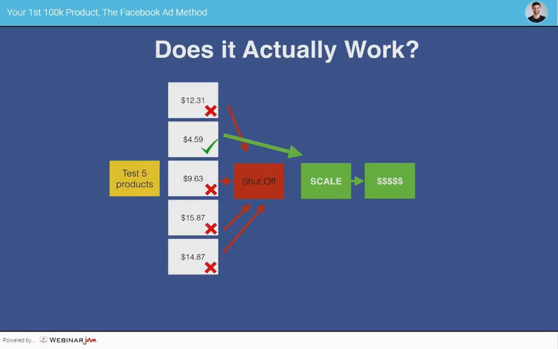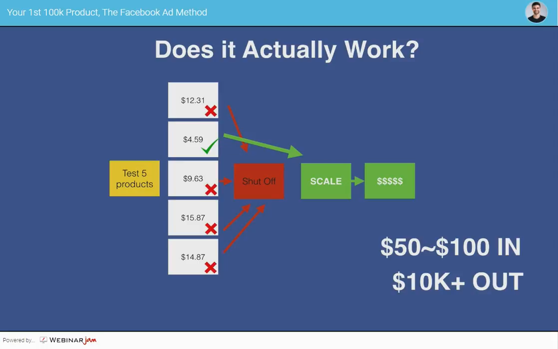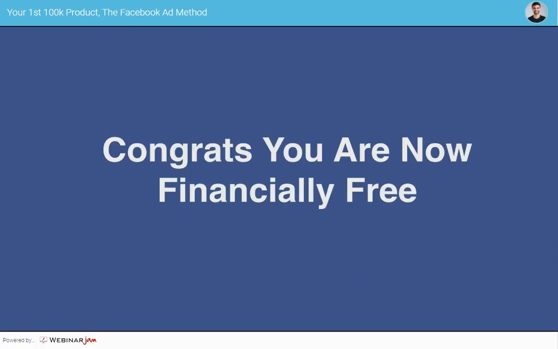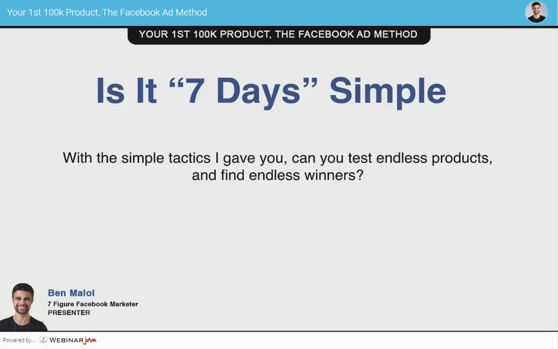So again, we wait till 20 sales, we shut off all the other ones, and then we just scale that as much as possible. We put $50 to $100 in. We tested 5 products that cost us about $50 to $100, and we're gonna make a minimum of $10,000 out of that scaled product. And if scaled correctly, a winning product can be worth much more than $100,000. Congratulations, you are now financially free from one product. That's how simple it is. With this simple tactic, can you theoretically test endless products and find endless winners? Yes, you can.